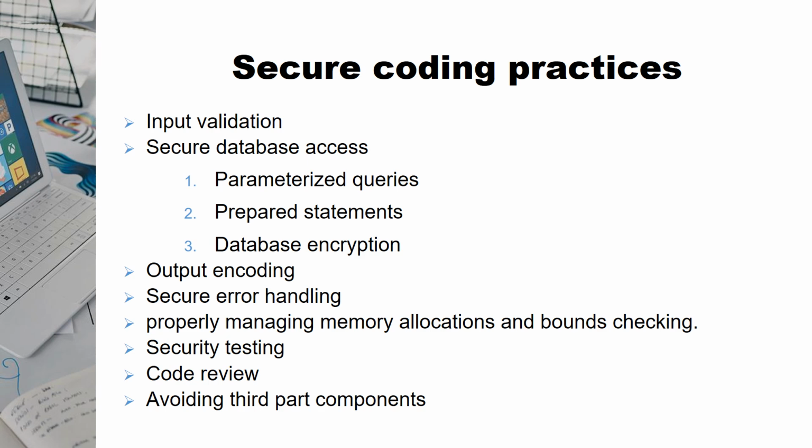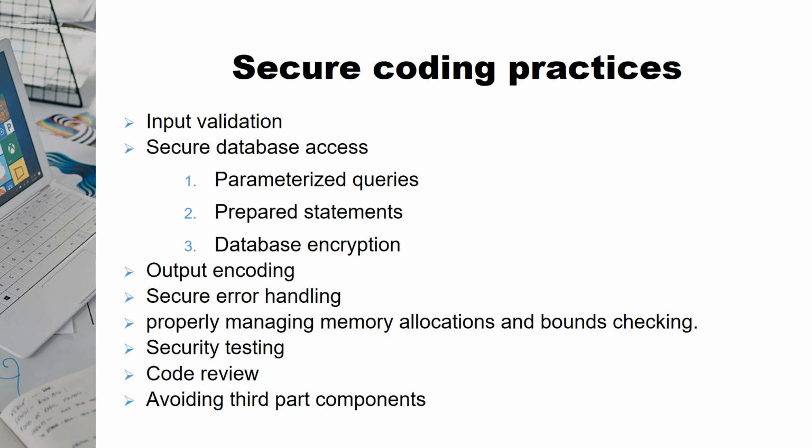Then, still under secure coding practices, we have output encoding. This encodes data before displaying it in the browser to prevent attacks like cross-site scripting. Then we have secure error handling. Make sure you don't show detailed error messages to users. Otherwise, attackers might learn how your system works from those errors.